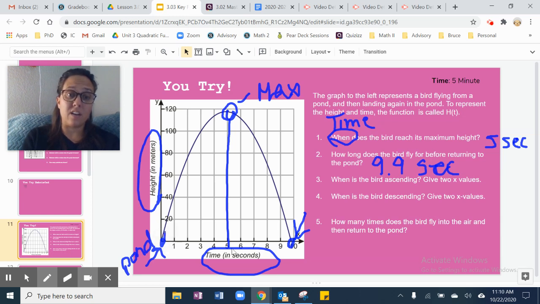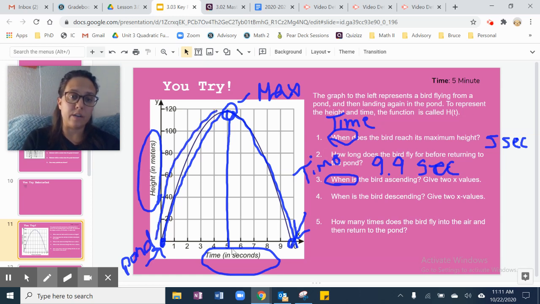So you can think of the parabola as representing the actual arc of the bird, going up and then coming back down. When is the bird ascending? When, again, that means time. So it is ascending or increasing between 0 and its maximum point, which is 5. So we'll say between 0 and 5.